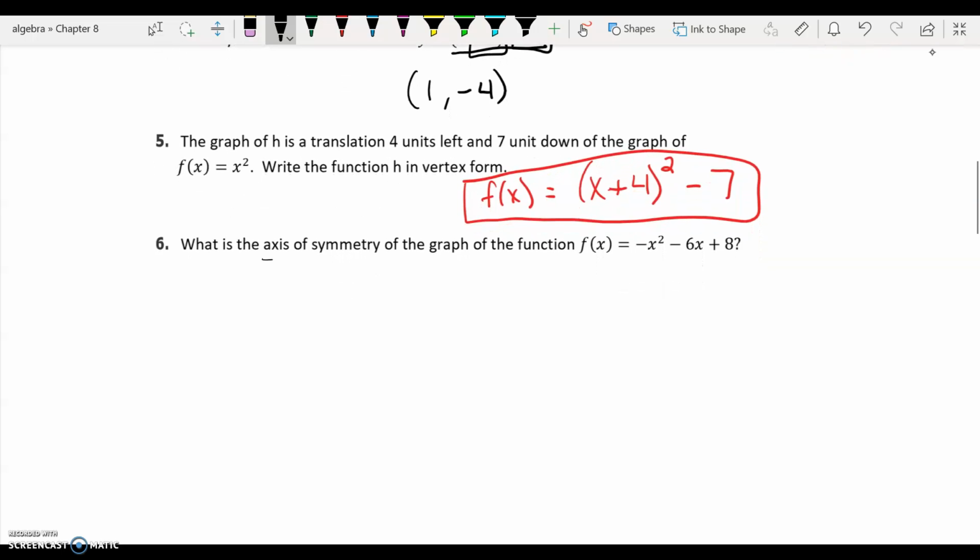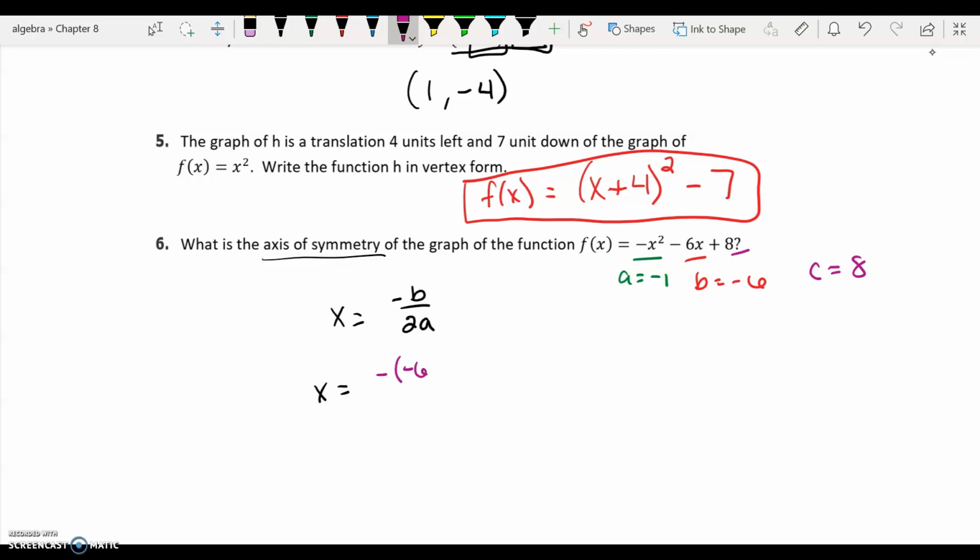Axis of symmetry is number 6. So that's x equals negative b over 2a. Don't forget your a, in this case, is negative 1. Your b is negative 6. Your c is 8. So I'm going to do negative 6 over 2 times negative 1. That's going to be a positive 6 over negative 2. So my axis of symmetry is x equals negative 3.